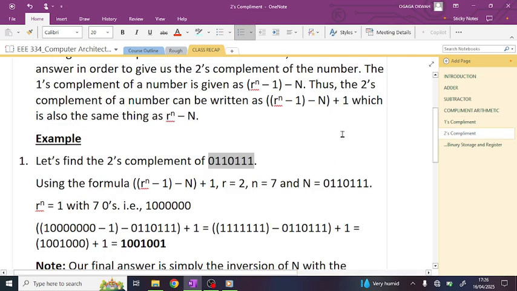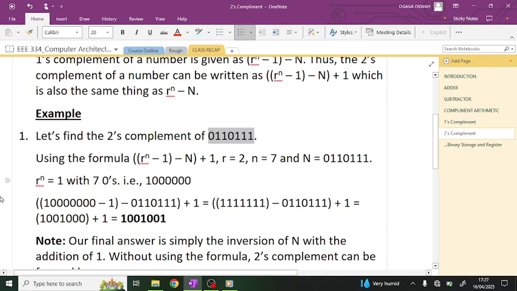Let me not oversimplify. So we want to find the 2's complement of this number. There are 7 bits. So these 7 bits mean we have 1 and 7 zeros. And when we subtract 1 from it, it will give us seven 1s minus the number itself. This will lead us to this. There we can now add 1.